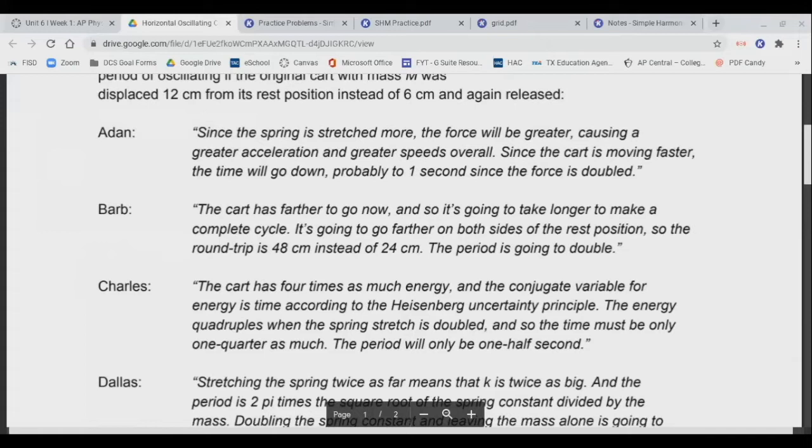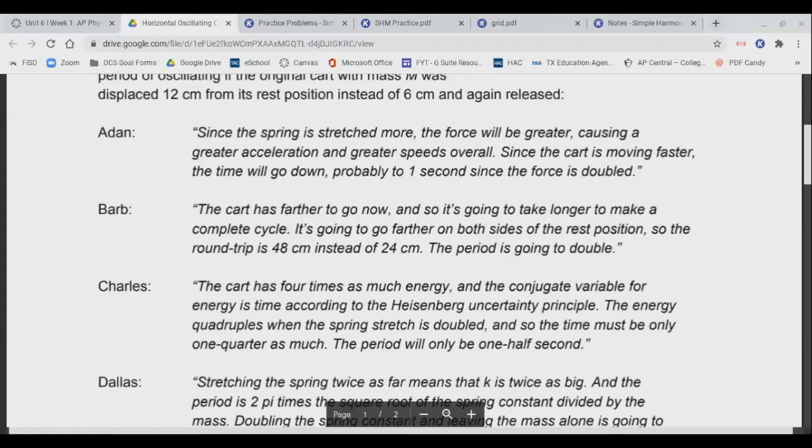So Barb understands the longer distance, but forgot about the speed variant. Aiden understood it's going to go faster, but didn't think about the length that was increased. So each one has a little bit good and a little bit off-putting. And then Chuck comes along. So good old Charles says the cart has 4 times as much energy, and the conjugate variable for energy is time according to the Heisenberg uncertainty principle.